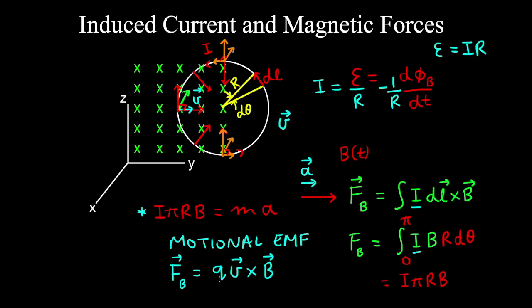So this magnetic force pushes electrons in the opposite direction, as the electrons have a negative charge. So that leaves behind positive charge on the other side. And therefore an electric field is produced that results in an electromotive force that pushes current clockwise along the wire.